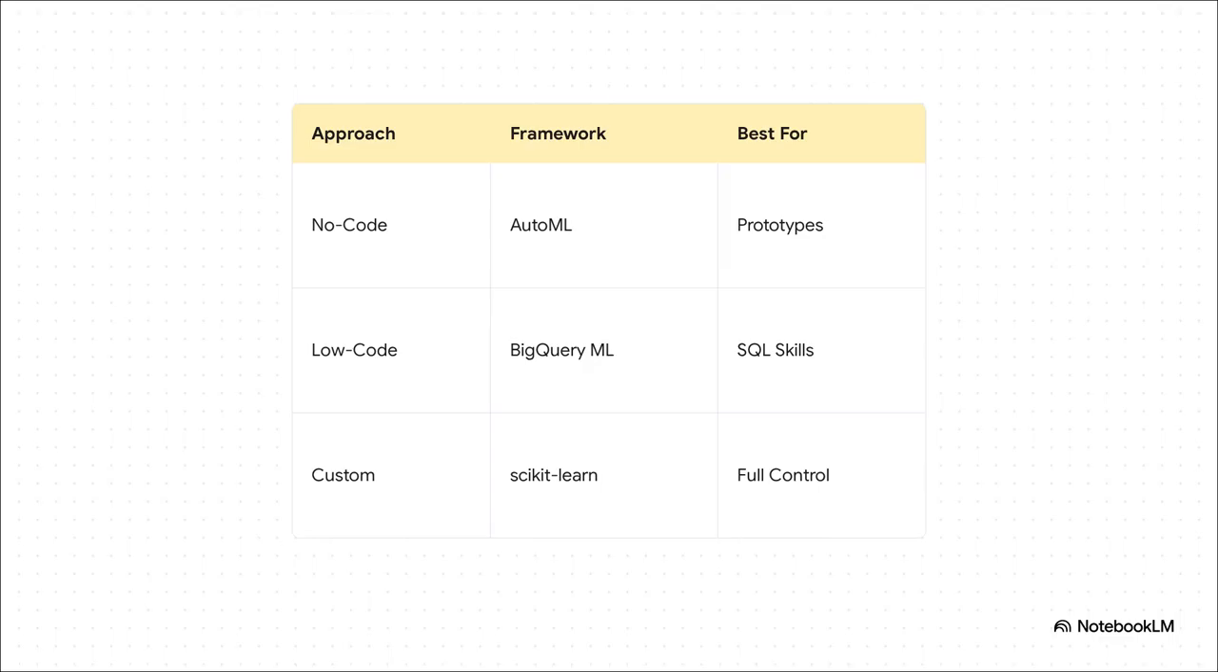Use no-code solutions like AutoML for fast prototyping and quick experiments, because the system does the heavy lifting of feature engineering for you. Use low-code frameworks like BigQuery ML if you want moderate control and you already have strong SQL skills. And reserve custom code using Python libraries like scikit-learn or Keras for when you absolutely need full, deep customization.